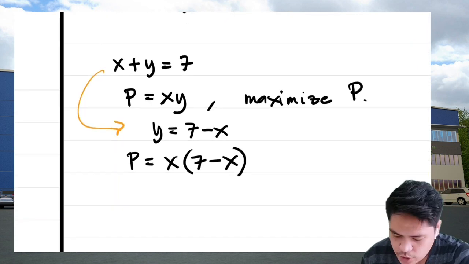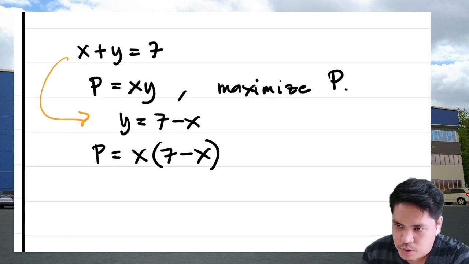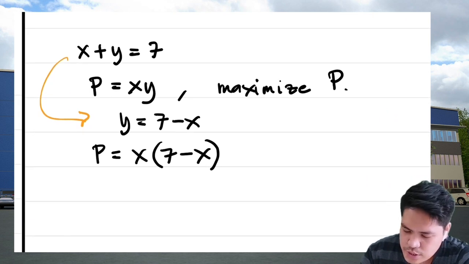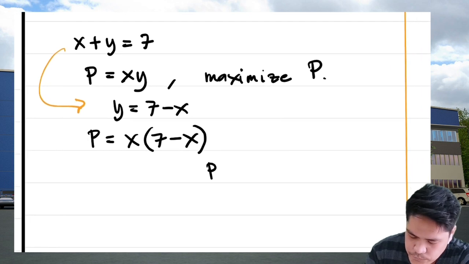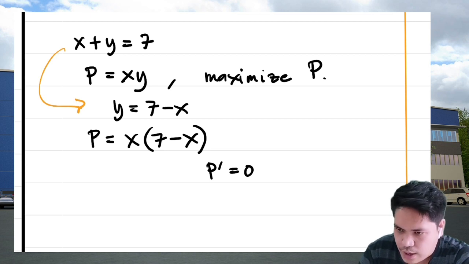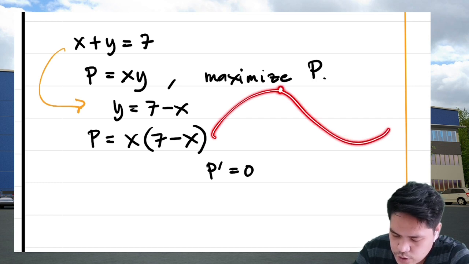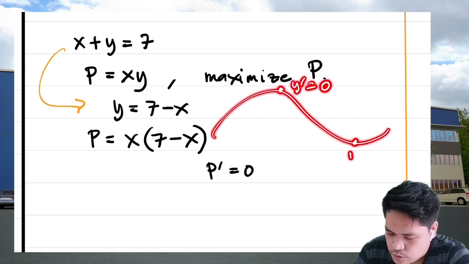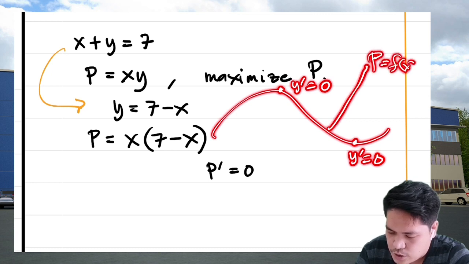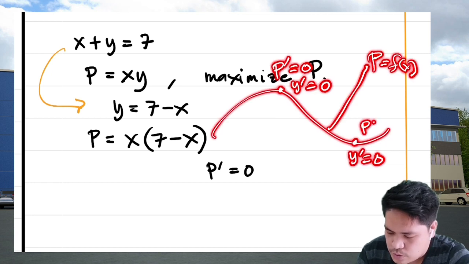Now, since we are maximizing p by applying the concept of maxima and minima, we just need to get the derivative of p and equate it to 0. If you recall, at the highest and the lowest point in the curve, the derivative is equal to 0. In this case, our function is p, which is a function of x. So at this point, p prime should be 0 at the highest and lowest point. Okay?